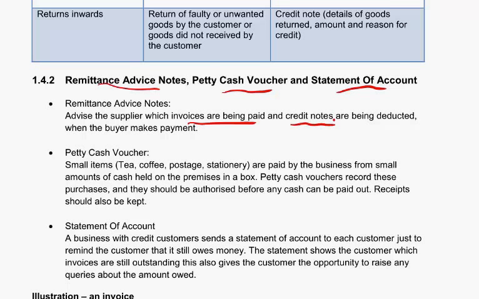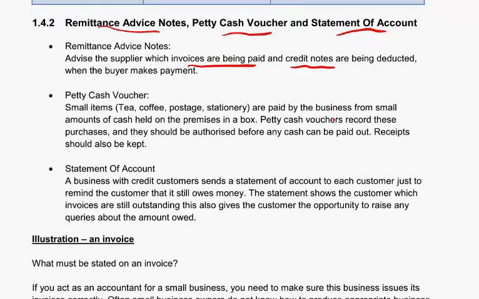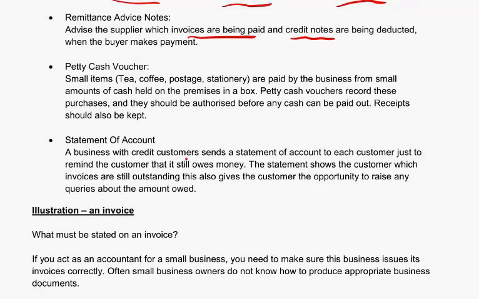These are small vouchers, normally going in the tin just to record what has been spent on petty cash. And statements, well, a business with credit customers, they send statements of account, normally monthly, and there's normally a statement run. It also shows which invoices are outstanding, and also gives the customer opportunity to raise any queries about the amount owed. So very important, statements of account. So make sure you're familiar with those.